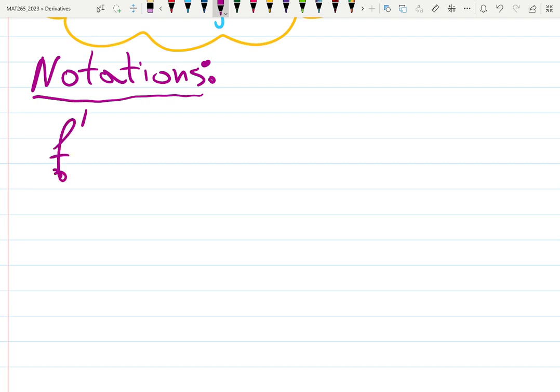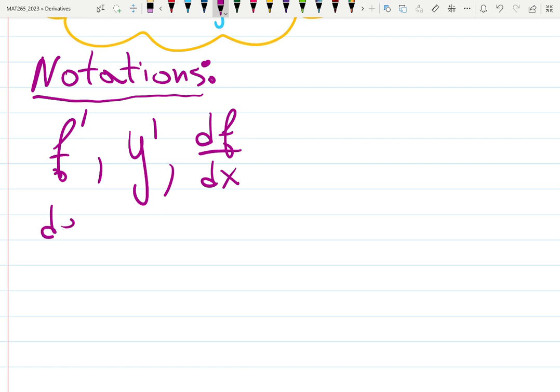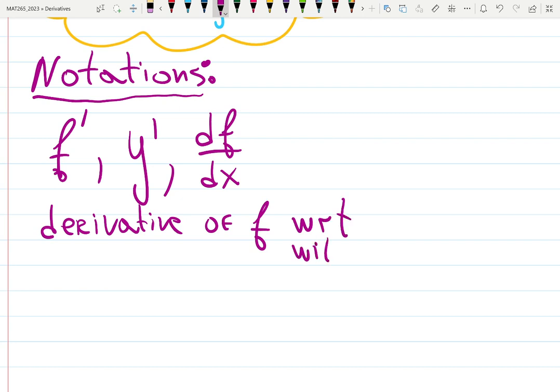F prime, you saw that. Y prime, derivative. The professional official name will be df over dx. That is not a fraction. That is a notation called the derivative of f with respect to x. Derivative of function f with respect to x, written down as WRT x. This will be very important in calculus 3. For now, it's just df dx.